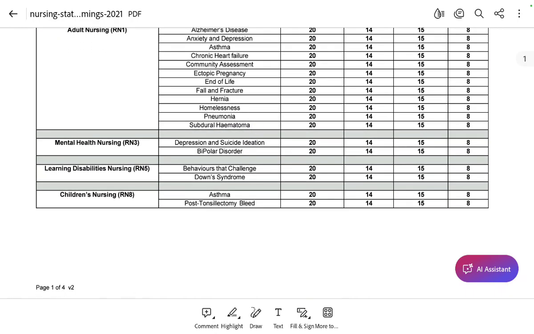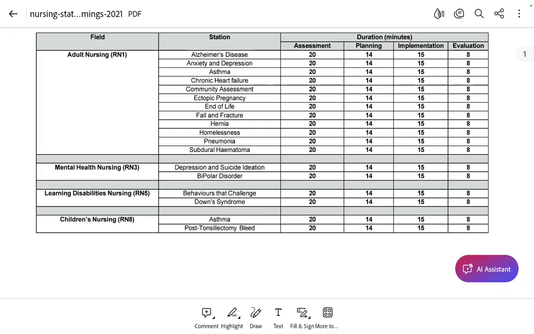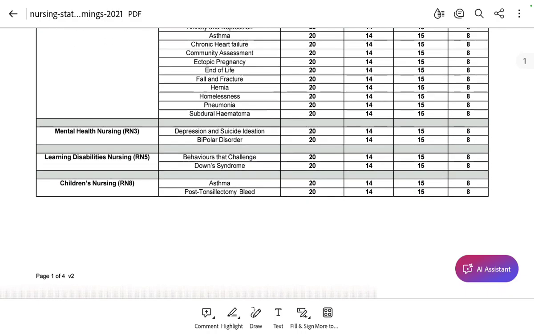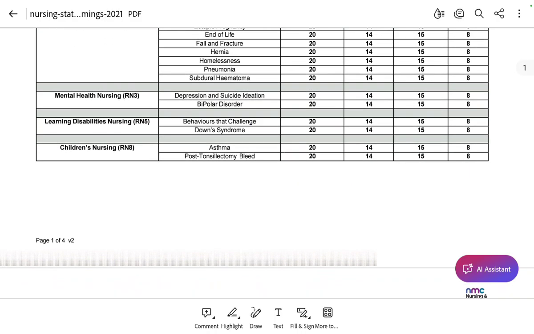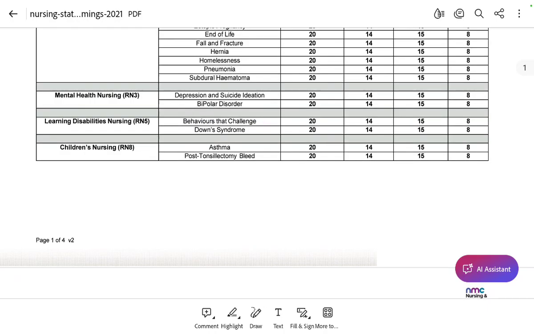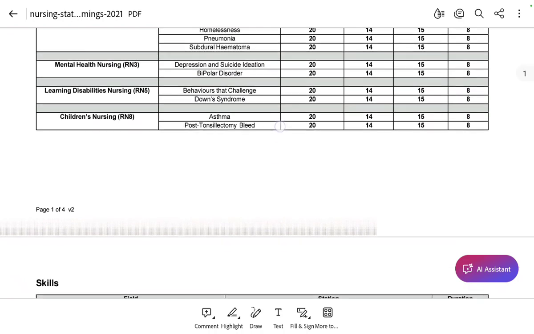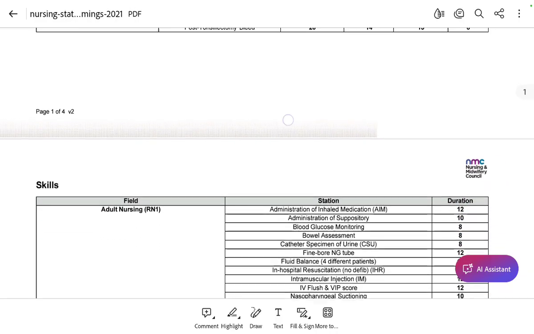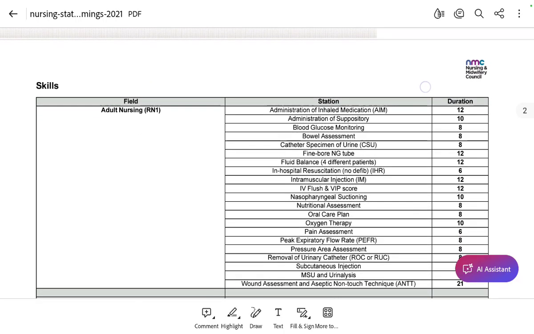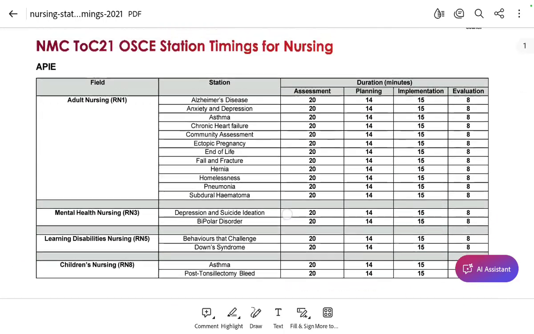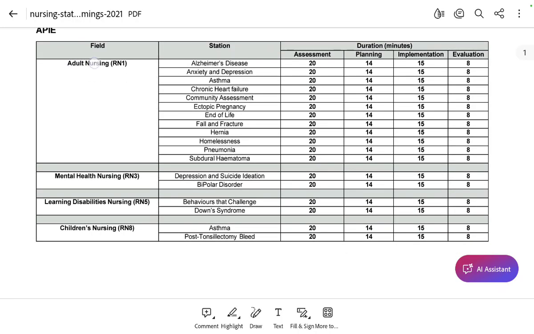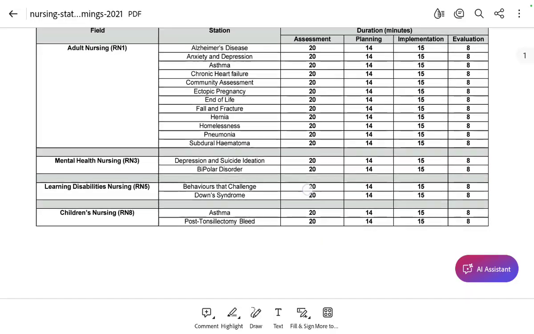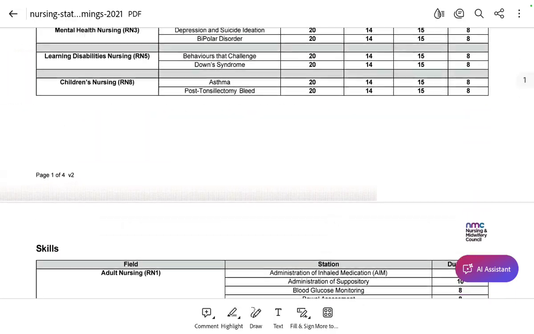For mental health nurses, it will be either depression and suicide ideation or bipolar disorder. Same timings, as you can see. The learning disabilities nursing will go through behaviors that challenge or the Down syndrome. Again, same timings. For the children's nursing, you will have asthma or post tonsillectomy bleed. Again, these are only 2. You can see now how adult nursing has the bulky scenarios in the API station.